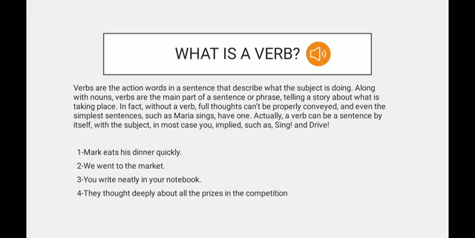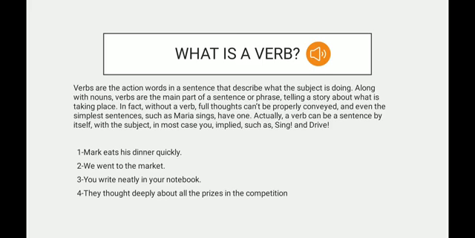Verbs are the action words in a sentence that describe what the subject is doing. What is a subject? Boy, girl, dog, fan. These are all subjects. So whatever they're doing is the verb. Along with nouns, verbs are the main part of a sentence or phrase telling a story about what is taking place. Very true. Whenever we talk about anything, most of the time we are telling what the subject is doing, or what the story is talking about, when, what is happening. So we are mostly talking about the verb.